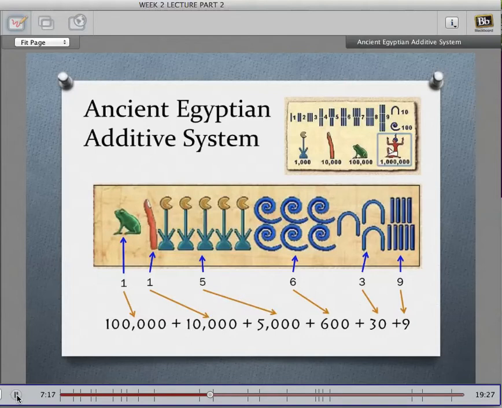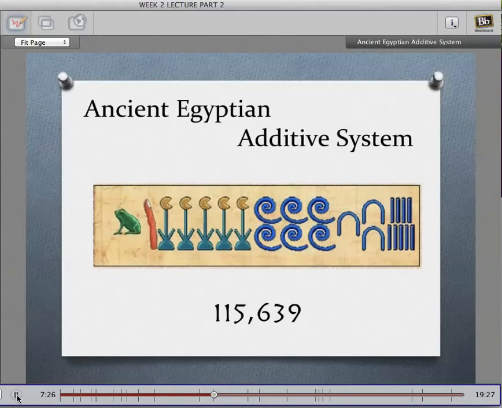This is called an additive system because you just add as many symbols as you want. So this particular number is actually what we would consider 115,639. It's a pretty long number.